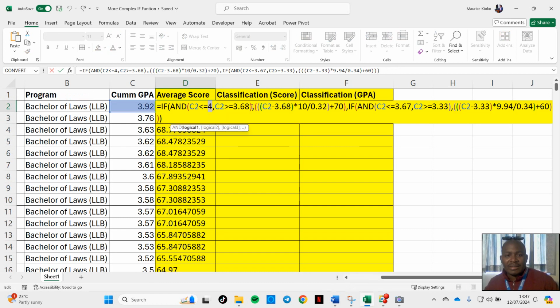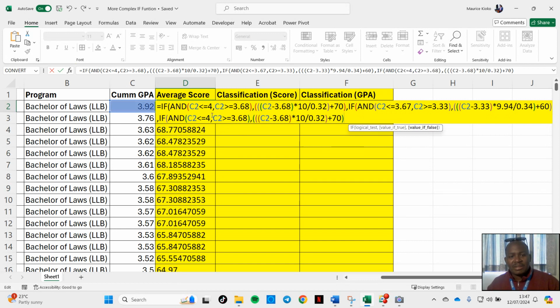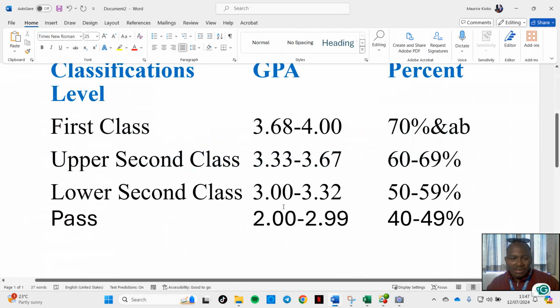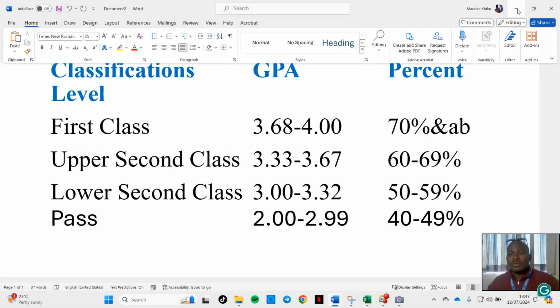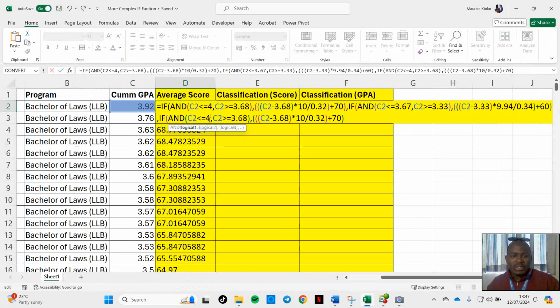Now, under the next limit, we copy. We don't close. You open, you put a bracket. You paste again. The same thing. Now we are looking at the next limit, which is 3.0 to 3.32, 50 to 59. So here we change to 3.32 and here 3.0. You can put it 3.00, it's okay. Then here we say the lower limit minus 3.0.